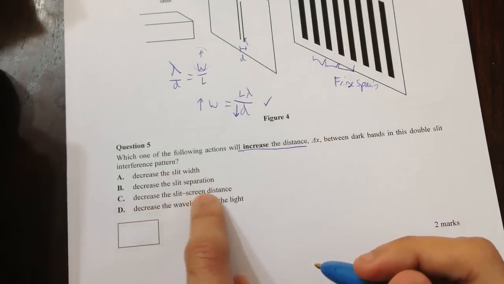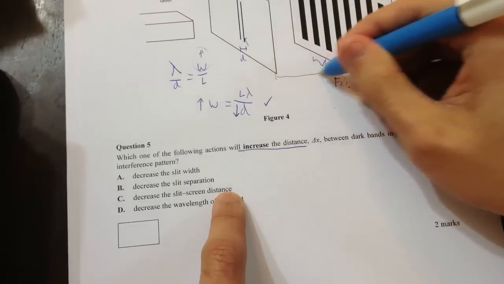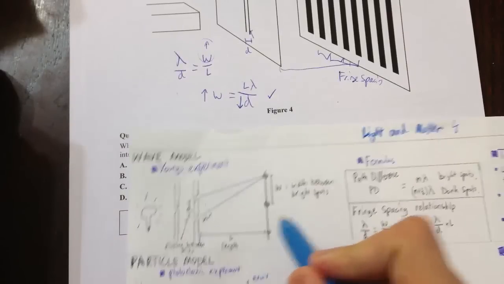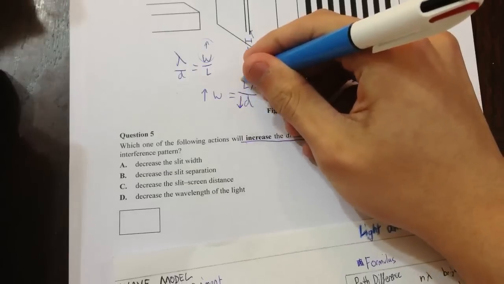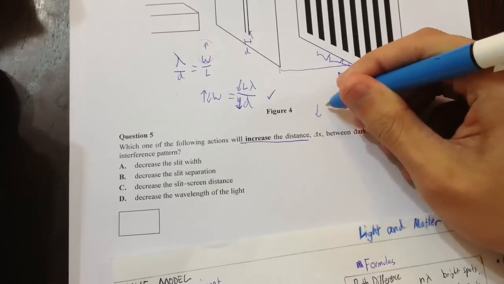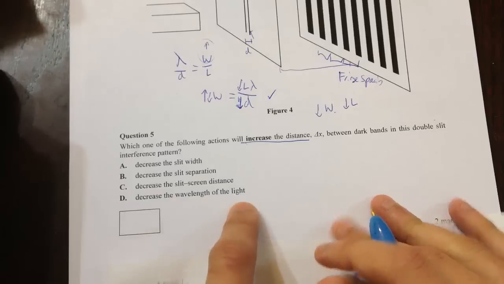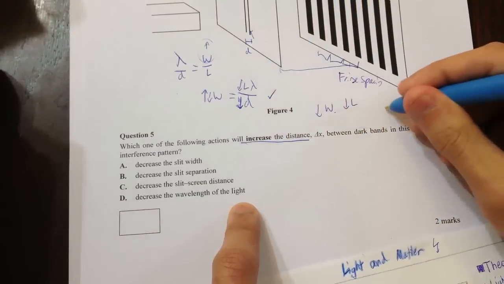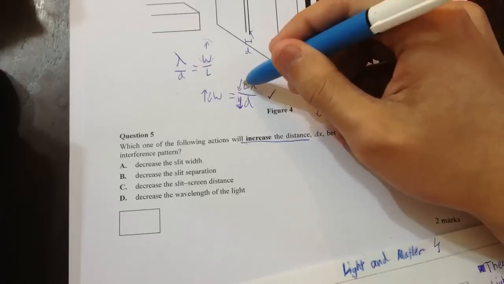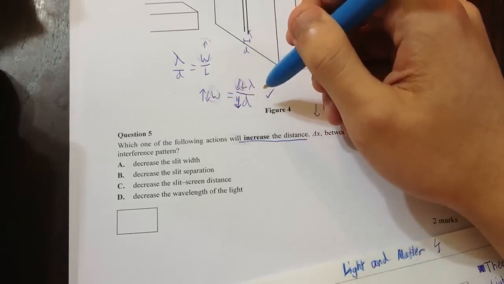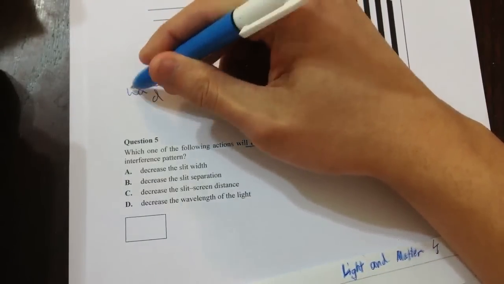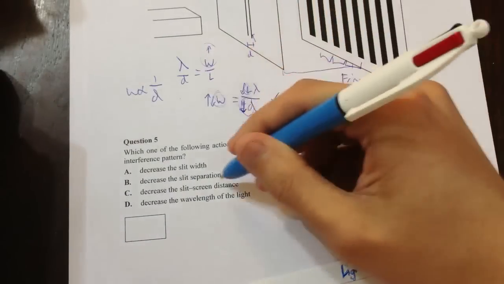But we'll keep going. Decrease the slit screen distance. If we decrease L, which is the slit screen distance, then obviously W will go down as well. So decreasing L leads to decreasing W. And if we decrease the wavelength of light, similarly, if we decrease lambda, we decrease W, because they're both on the top. Decreasing something on the top decreases W, whereas W is proportional to 1 over D, so as D gets smaller, W gets bigger. That's why it's opposite. So our answer would be B.